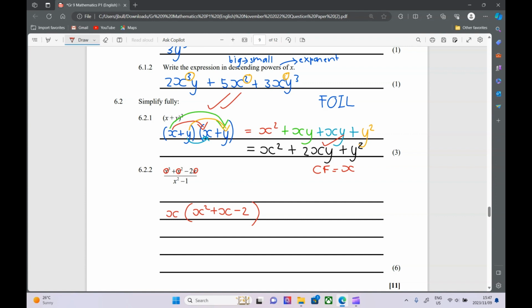At the bottom, let's see what we can do. This is something you've got to be aware of because it's something they can use to trick you. At the bottom, we've actually got a difference of two squares. So when it's a square number take away a square number, we always have this form. It always becomes two brackets. We take the square root of the first term. So x squared, the square root of that is just x. We put that at the front of both.